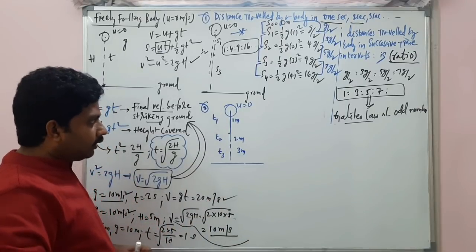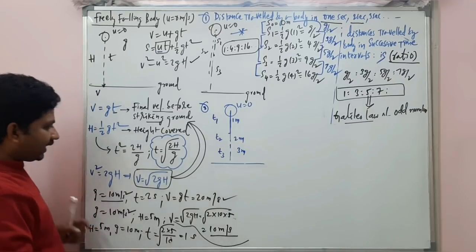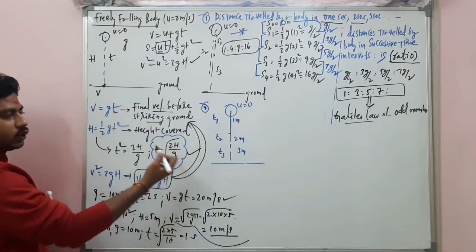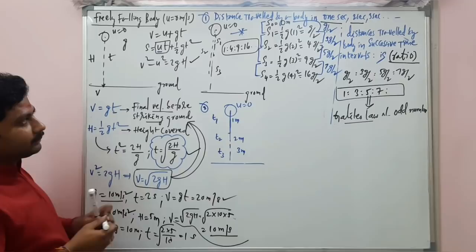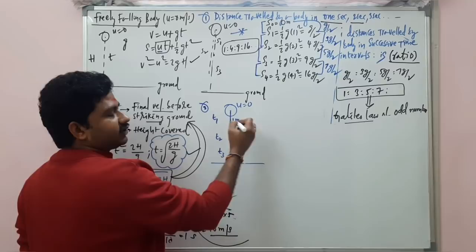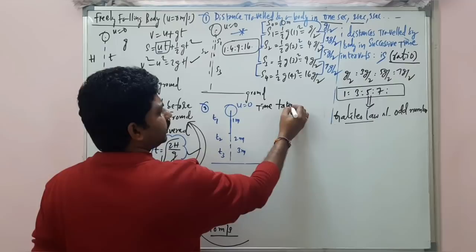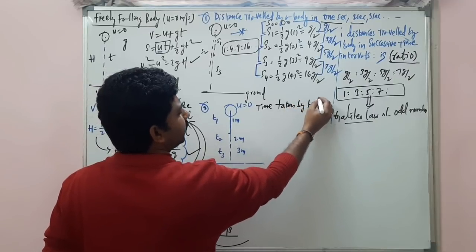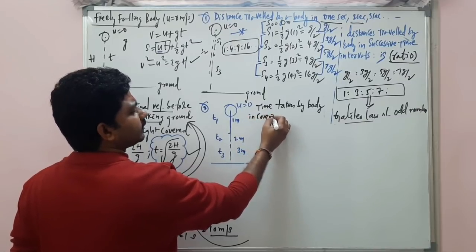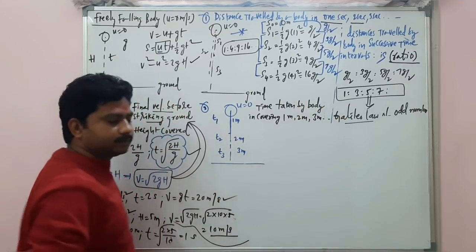Now the concept here is, we have the formula for the time taken by the body to cover some particular distance: T is equal to square root of 2h by g. Right? So here, carefully see, the time taken by a body in covering 1 meter, 2 meters, 3 meters, and so on.